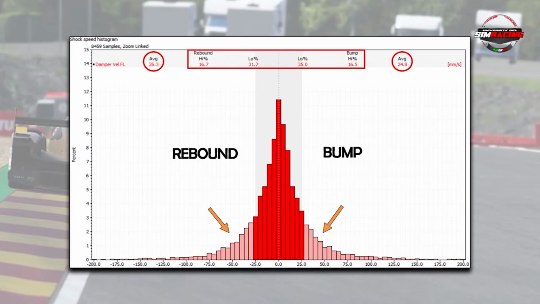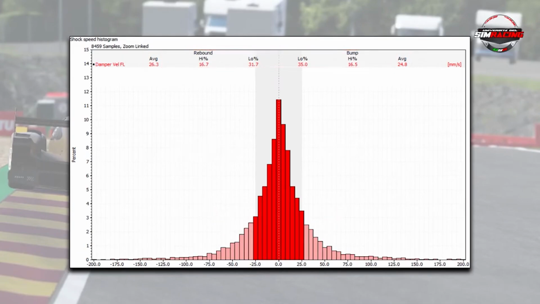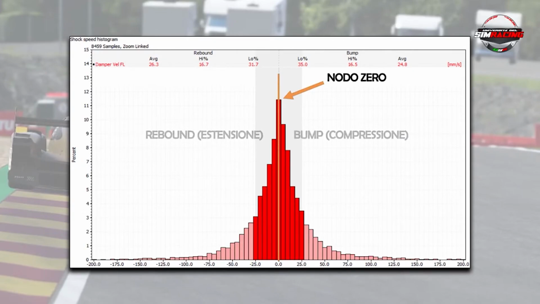Each histogram displays the total percentage of time spent in these speed intervals for both bump and rebound, alongside the average speed. When analyzing a damper histogram, two key elements come into play: the peak and the symmetry. The central column of the histogram is called the zero node, the point where bump and rebound values separate. This parameter is a general indicator of suspension stiffness. The higher the zero node, the stiffer the suspension setup.